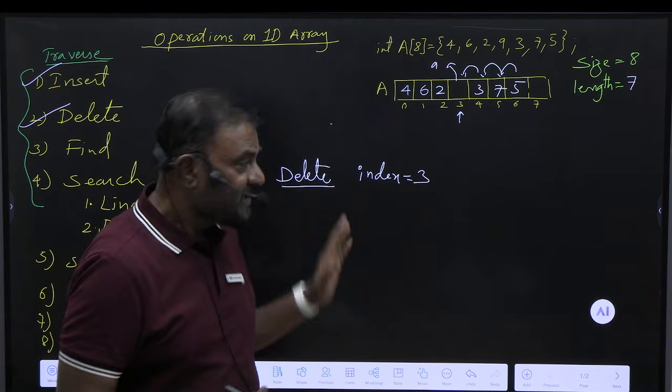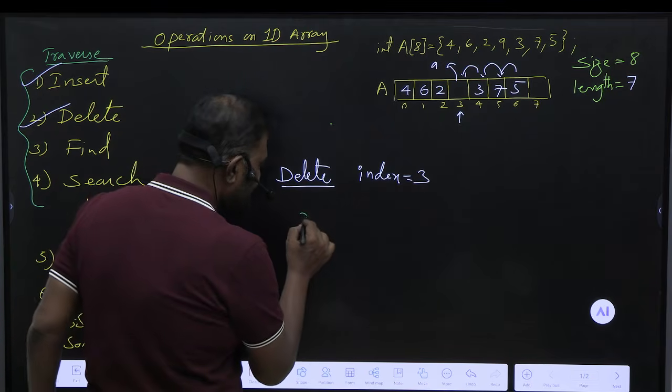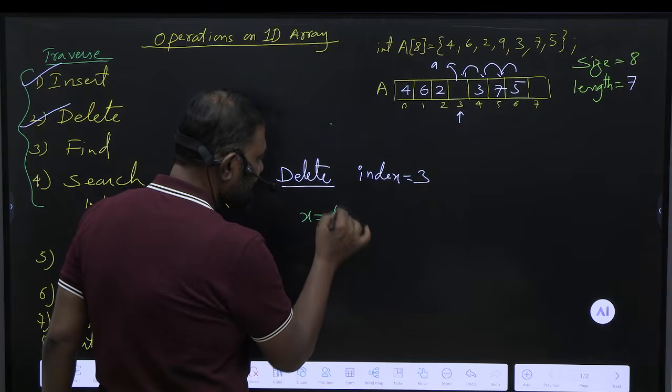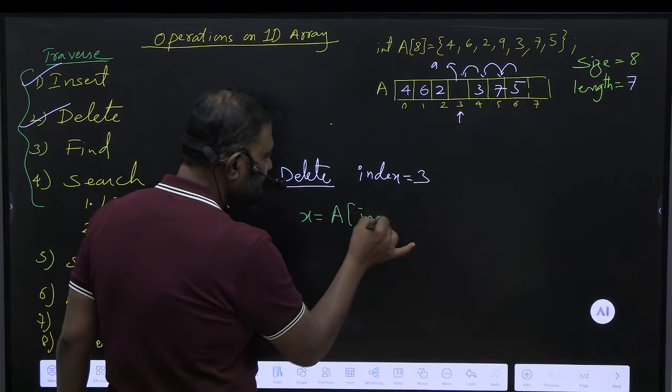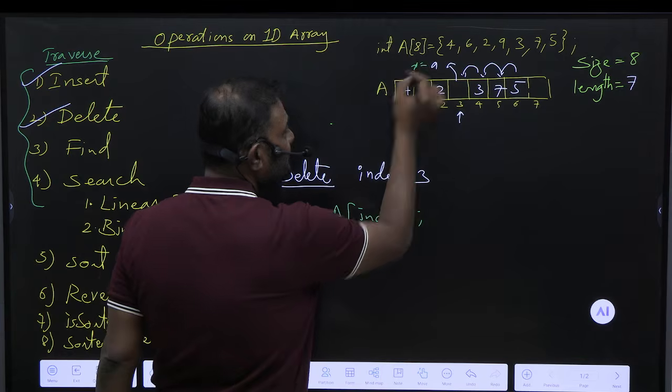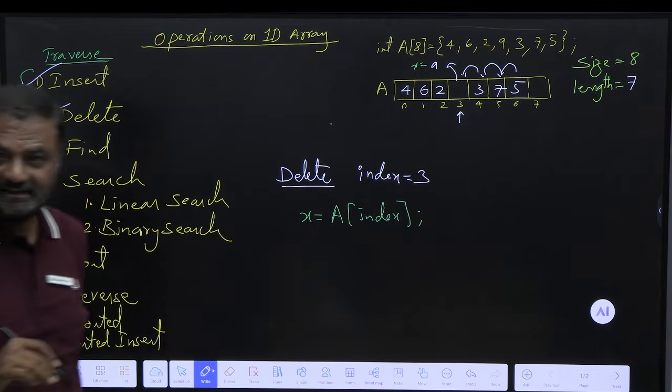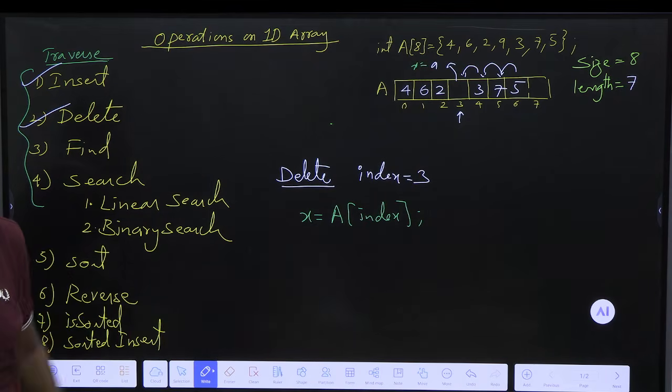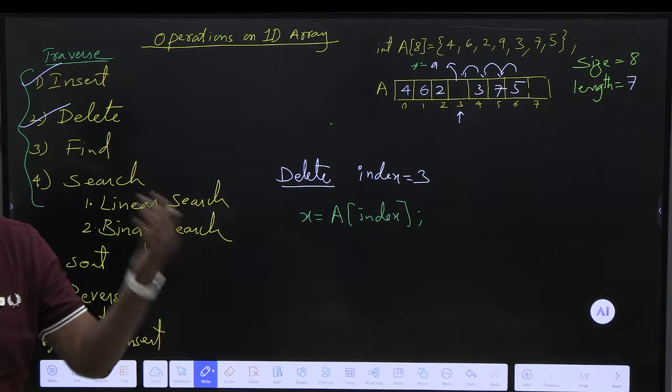That's all. First of all, we will take the element from the index into a variable x. So x is now 9. We have taken the element. Now what I have to do is shift all the elements.